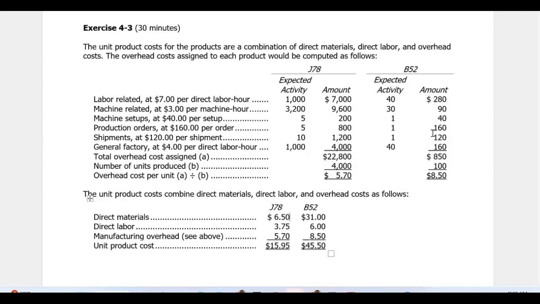You do the same thing for B52. So for the hours of activity expected times the $7 predetermined rate, that gives us 280. 30 activity expected times $3 per machine hour, that's 90. And you do all the way down, you get $8.50 overhead cost per unit, and then you put that overhead $80.50 here, and you add them up, direct material, labor, and overhead, and you get $45.50 for B52.